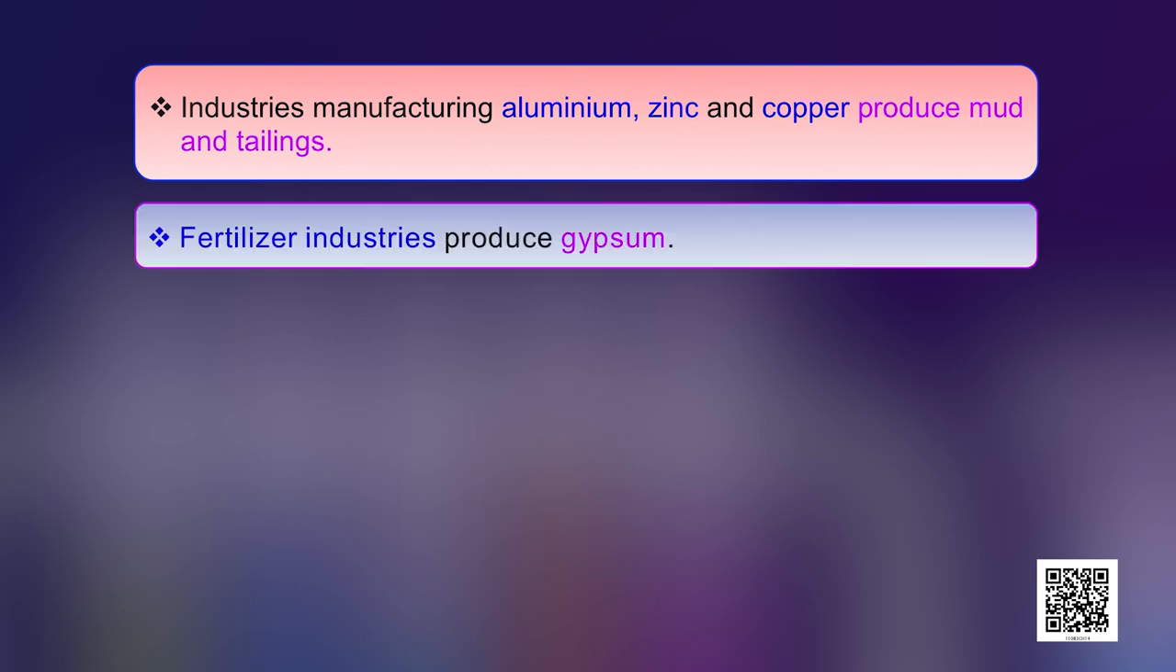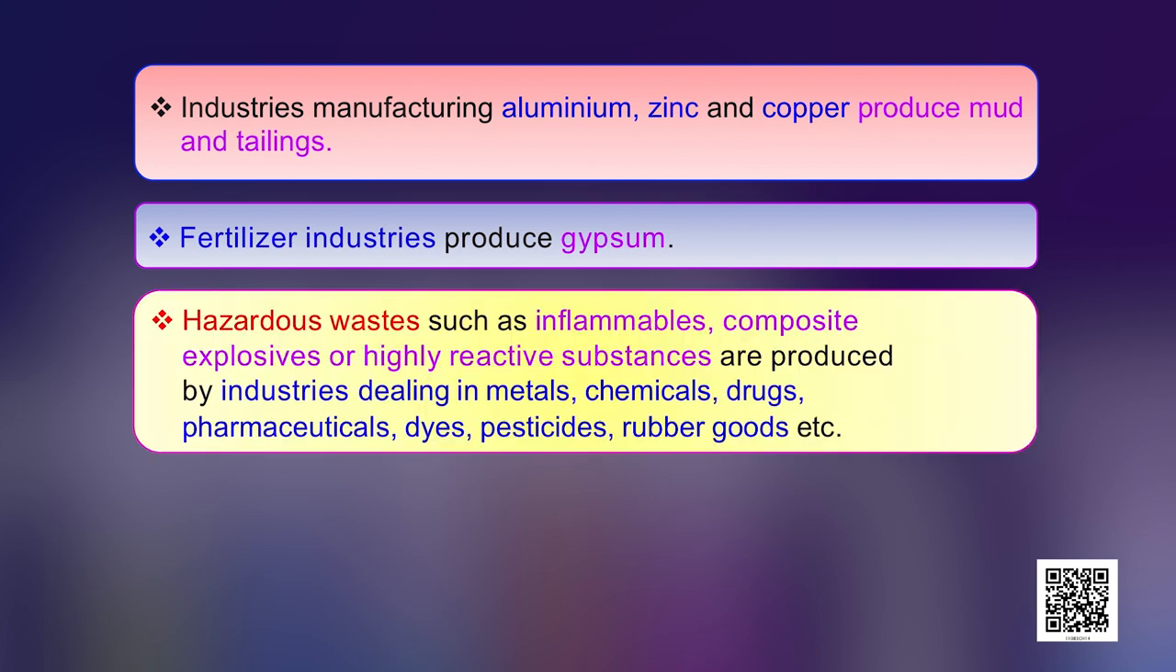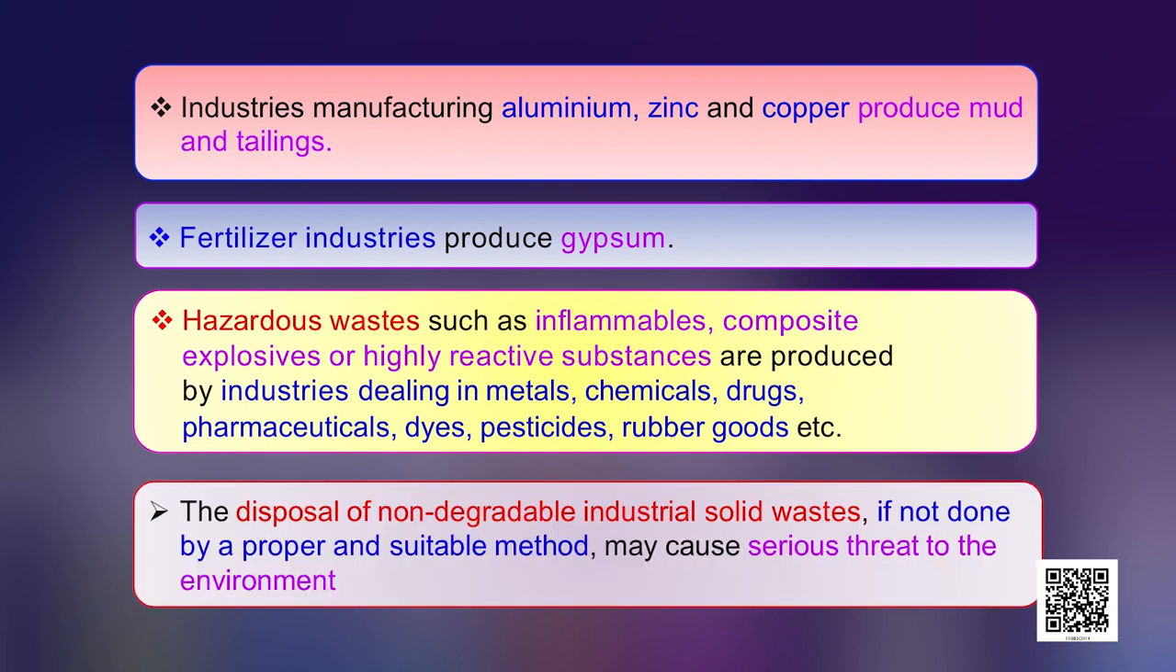The fertilizer industries produce gypsum. Hazardous waste such as inflammables, composite explosives or highly reactive substances are produced by industries which deal in metals, chemicals, drugs, pharmaceuticals, dyes, pesticides and rubber goods, etc. So, lots of industrial pollution is there.